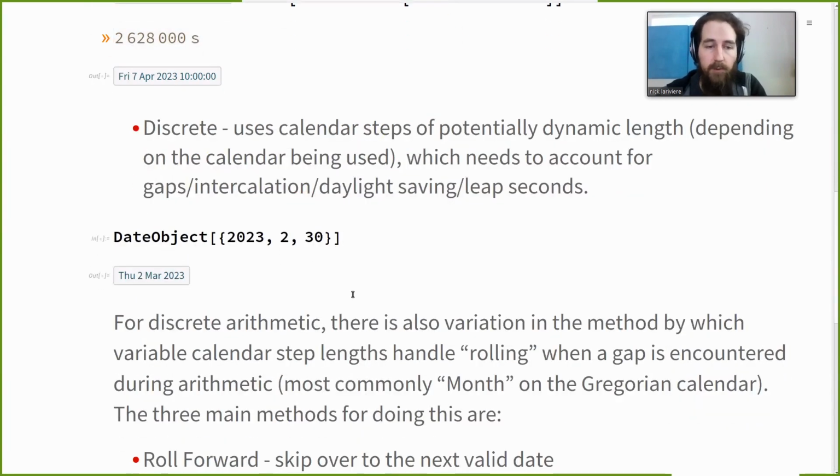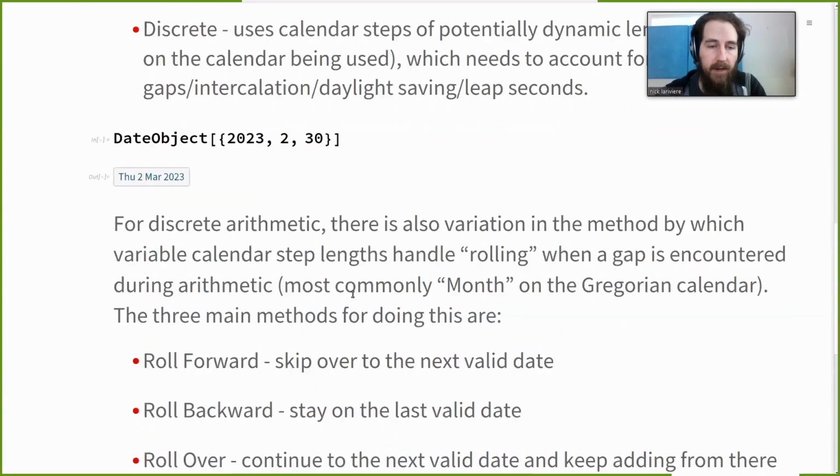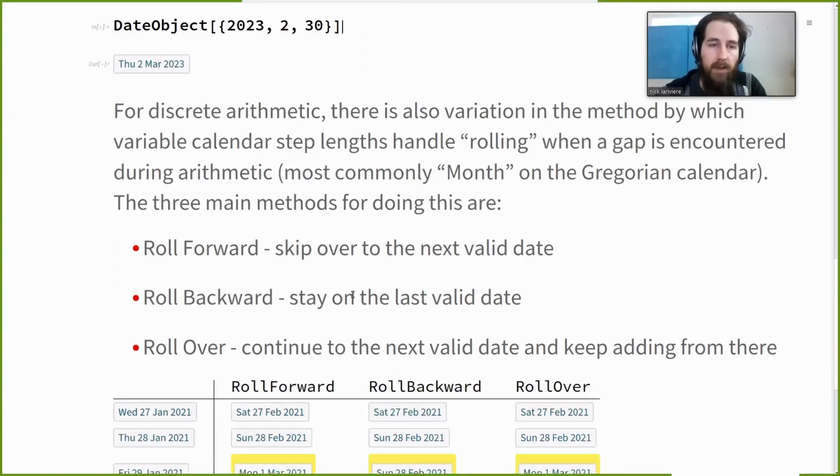And within the Wolfram language, we have a method that can be used when doing date arithmetic. And there are 4 different potential options, which I'll run over here. When you encounter a gap, you can either roll forward, which means skip over any gaps of dates that don't exist and stop on the next valid date. Roll backward is the opposite. Anytime there's a gap, go back to the last date that is valid. And roll over is act as if the gap doesn't exist and continue incrementing onward.